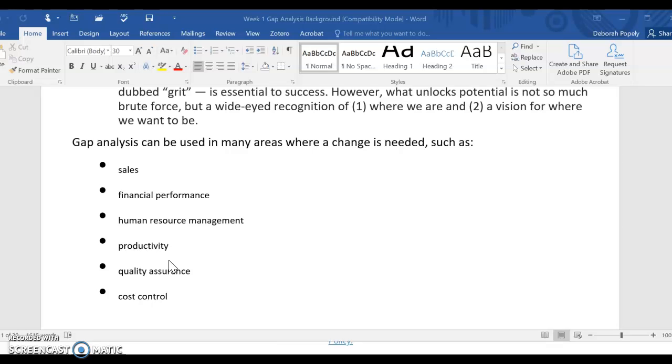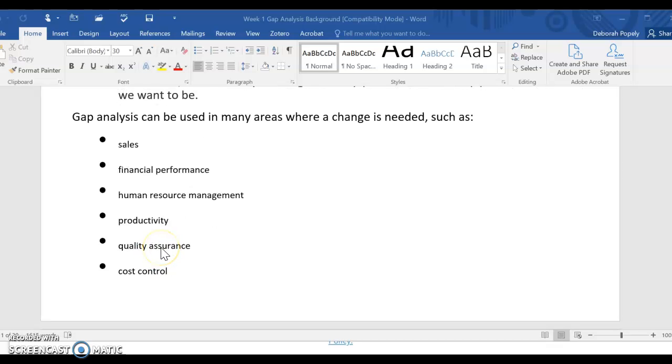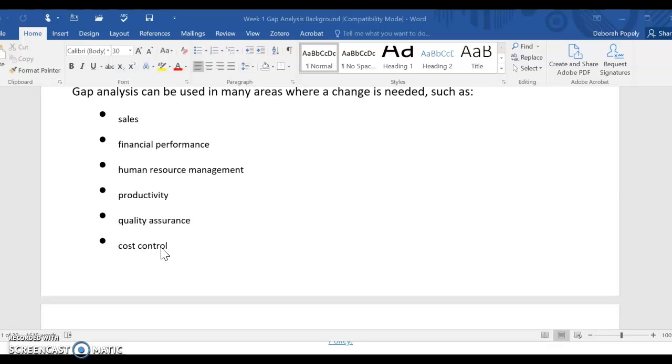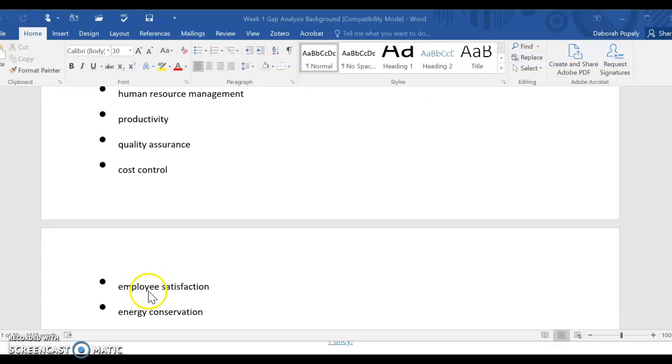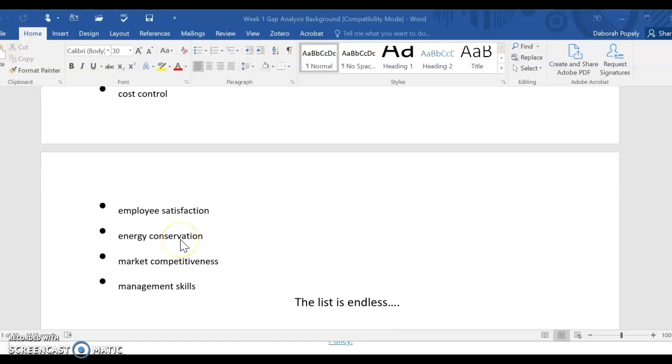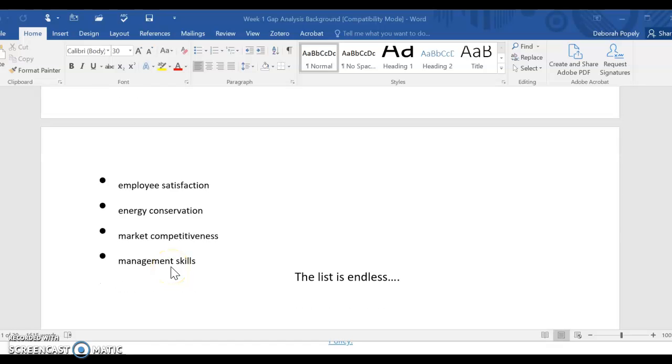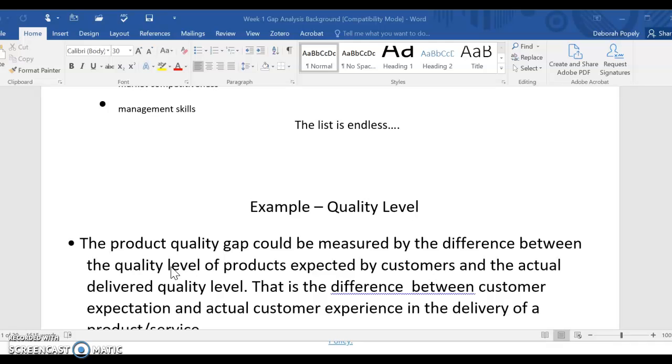It can be used in many areas of a business where a change is needed, such as where sales need to be changed, financial performance, human resources, productivity, quality assurance, cost control, employee satisfaction, energy conservation, competitiveness in the market, management skills. Any of these topics, you can look at the current state and say, how are we doing in this current state? And how do we need to change in the future to achieve our goals?